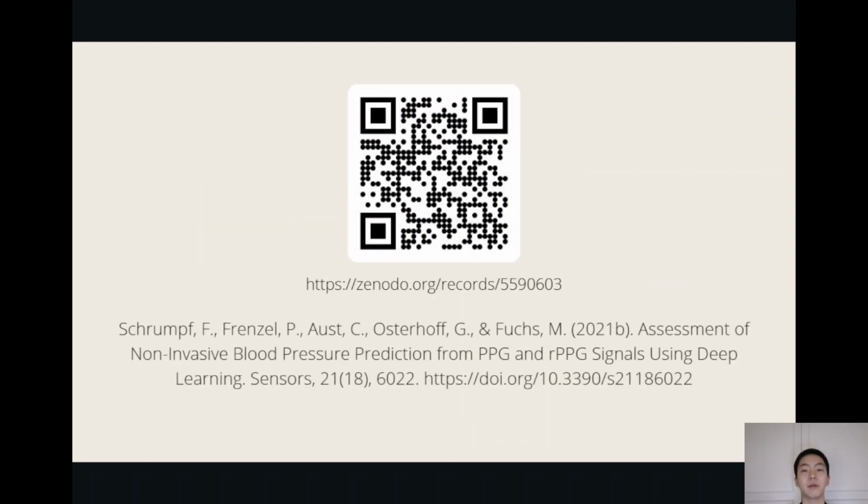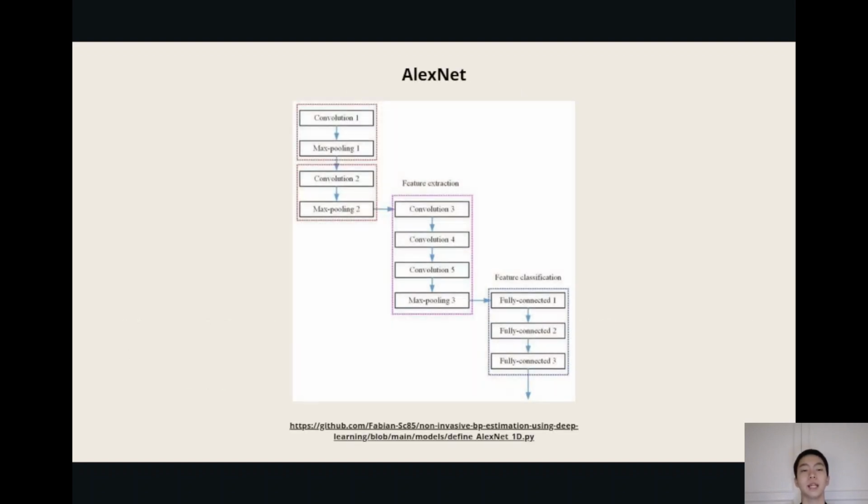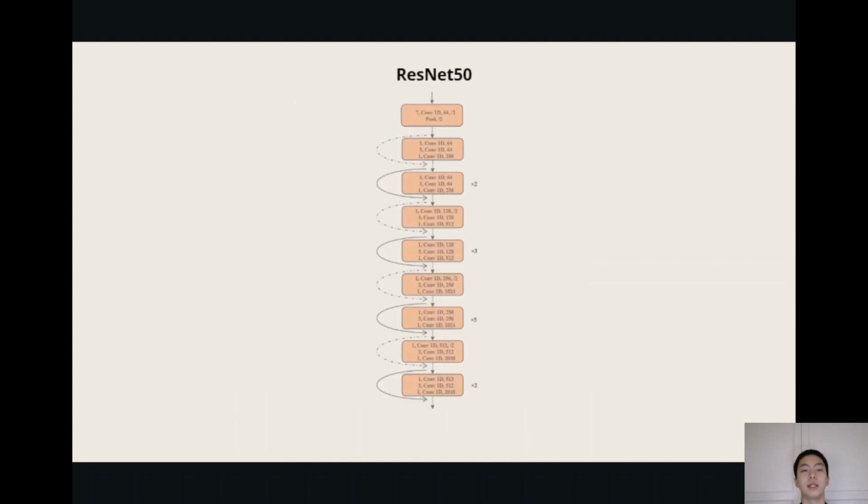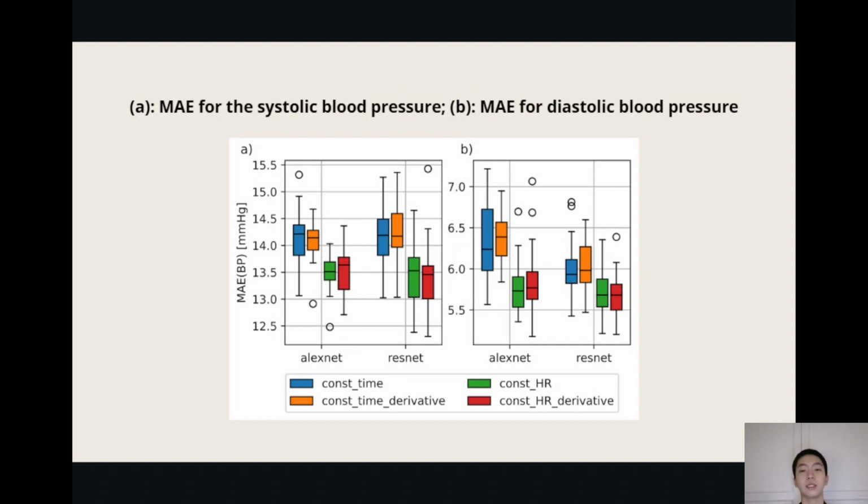The dataset is publicly available on the website. You can access it easily using this QR code. This dataset was also used in my work. This is the AlexNet model, and this is the LeNet model. The researchers were able to obtain a mean absolute error of about 12 to 15 mmHg for SBP and 5 to 7 mmHg for DBP. The LeNet model gave better results, so we chose the LeNet model for further study.